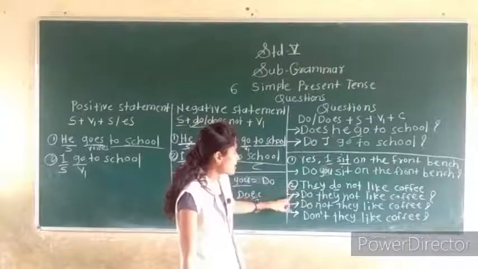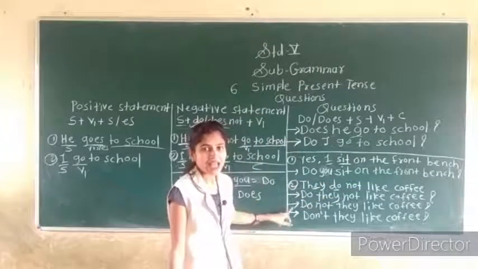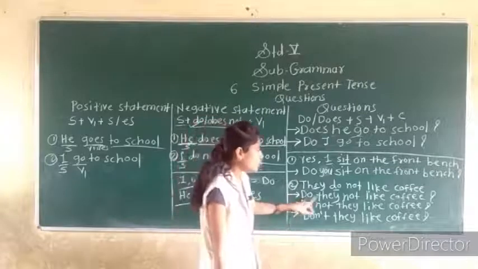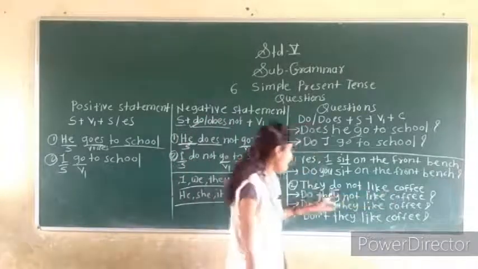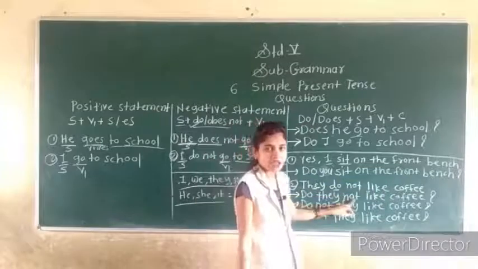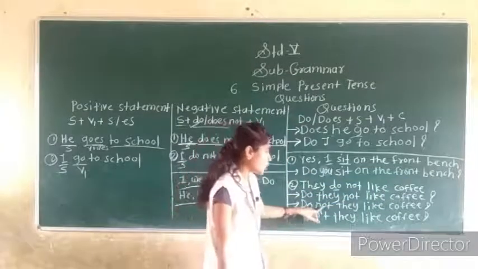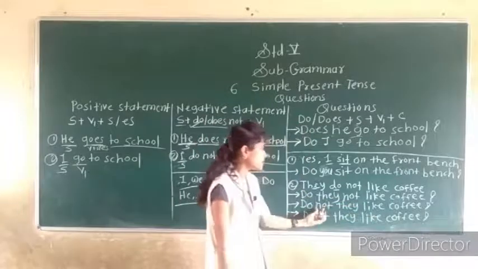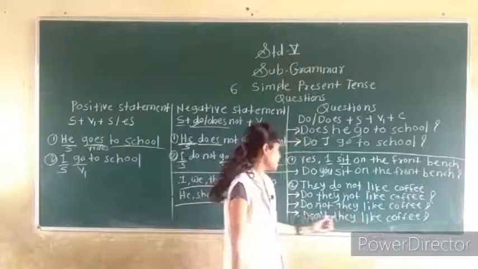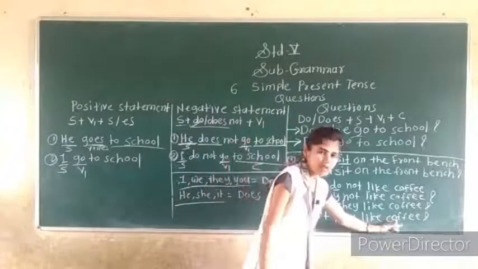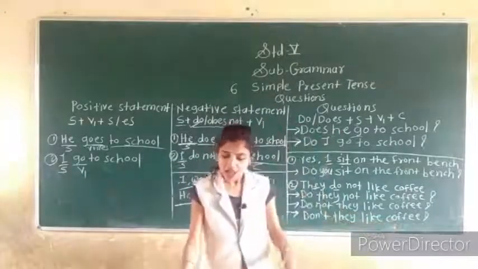Next it is the making 3 statements. Asking the 3 questions. The types given there. Do they not like coffee? After the subject, here taking the not. And in the second, they given the do not they like coffee. After the not, they took here subject. And here in the short they wrote, don't they like coffee? Like this also you can ask there.